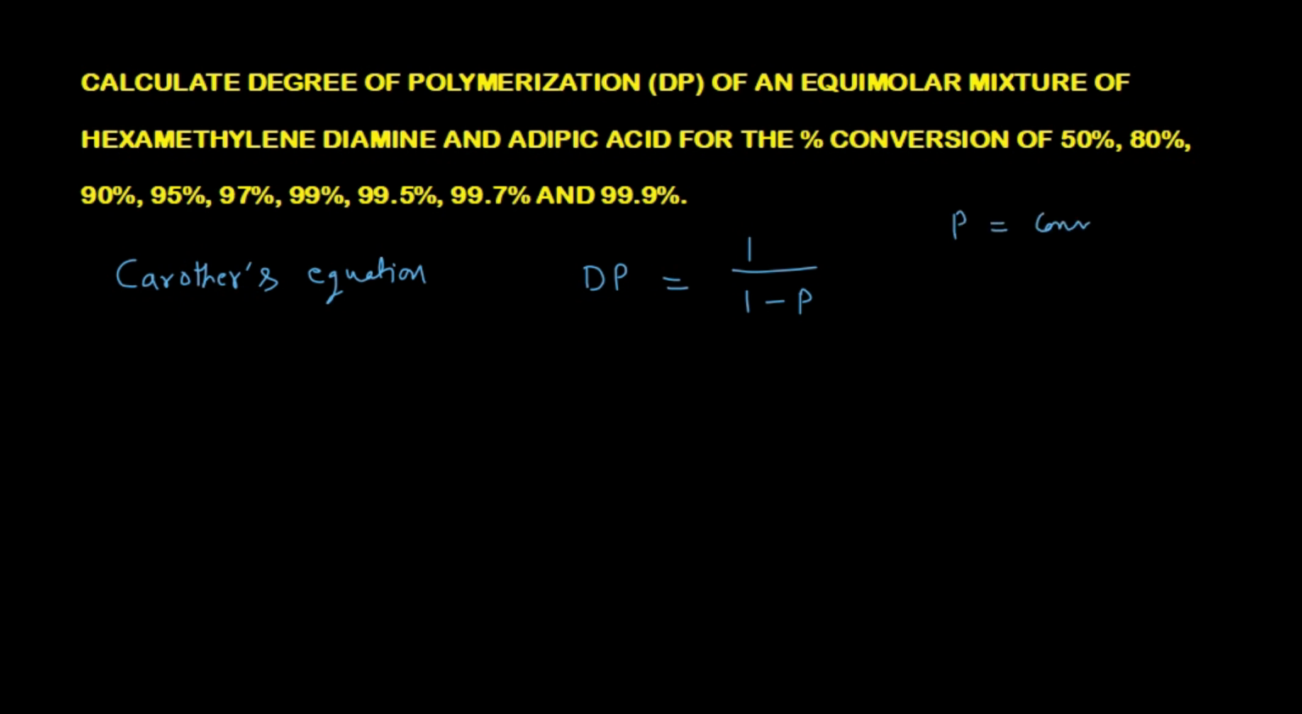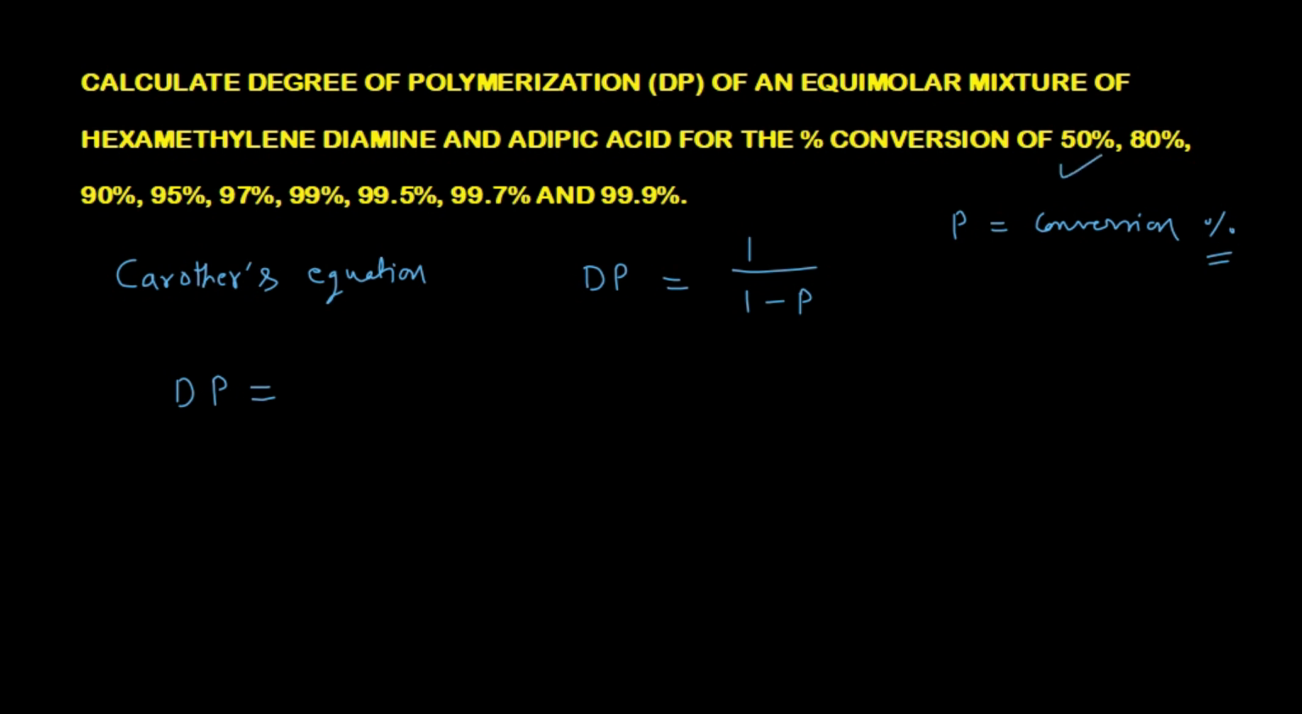Please remember, P is the conversion in percent. If you use this particular formula, then you can very easily calculate the degree of polymerization. Let's take an example. Say you are calculating the degree of polymerization when your conversion is 50%.